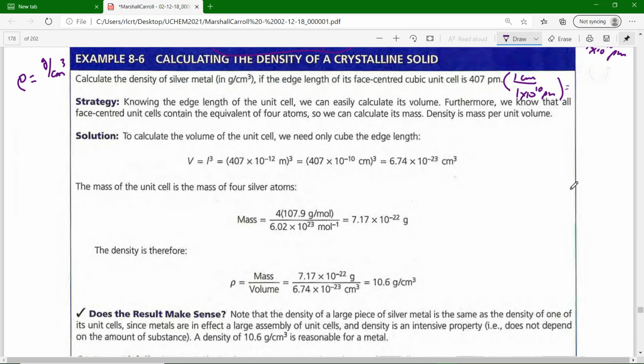Note that the density of a large piece of silver metal is the same as this 1 unit cell, since metals are in effect a large assembly of unit cells. So density is an intensive property. It doesn't depend on how much of something you have. And a density of 10.6 grams per cubic centimeter is reasonable for a metal.